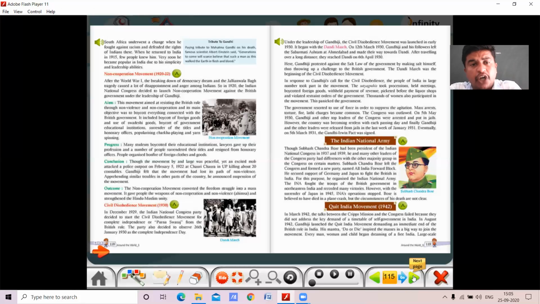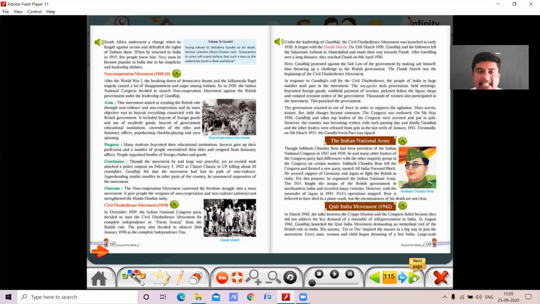Now, the progress of the non-cooperation movement. What was the progress? Many students boycotted their educational institutions. Especially, the lawyers gave up their practices. They left their professions. A number of people surrendered their titles and resigned from honorary offices. Most of the Indian freedom fighters left their jobs. They returned their honors to the British. Right? This was the progress.